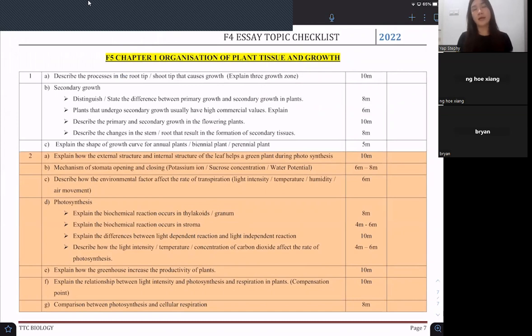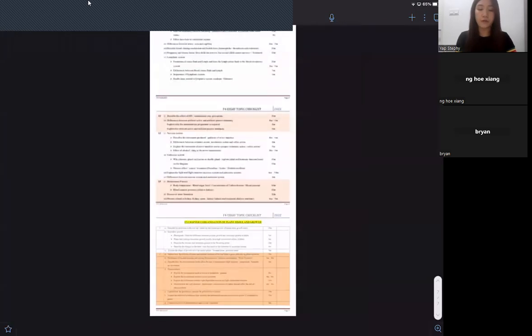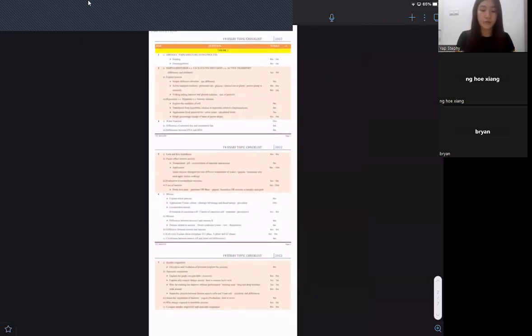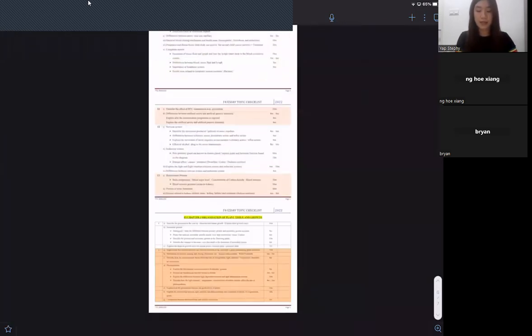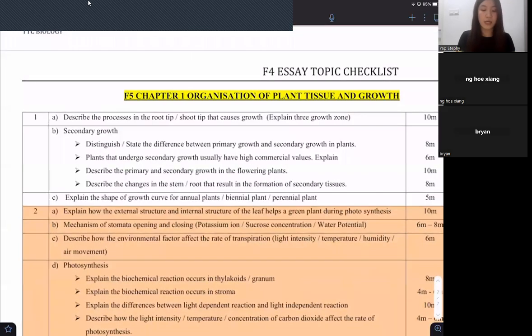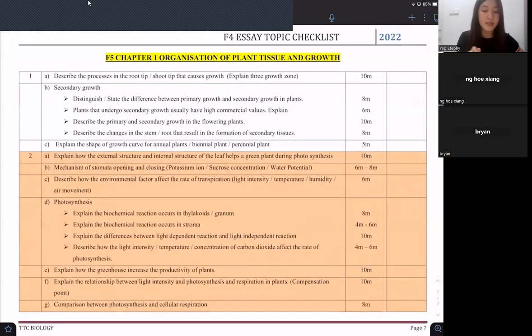But maybe for your first term exam you will not use this, because the first term does not have an essay exam. But when you go to the midterm, then you will use this one. So you can see here all the example topics that will come out. I put Form 4 and Form 5 together. This one is Form 4, but the last page is for Form 5, so I specially highlight the Form 5 here.